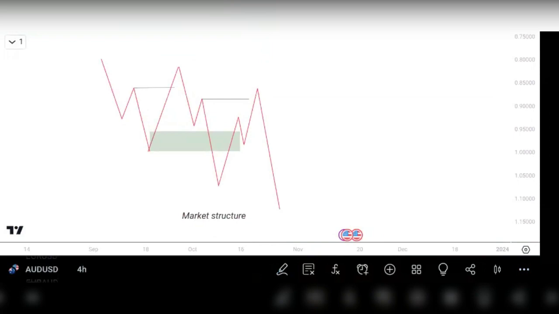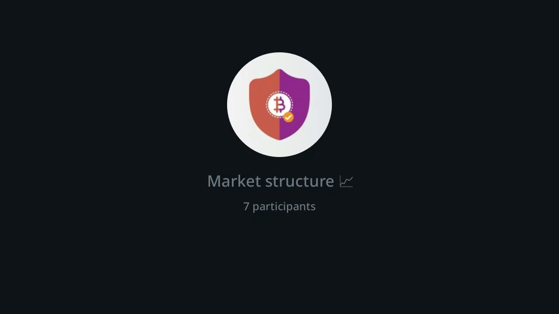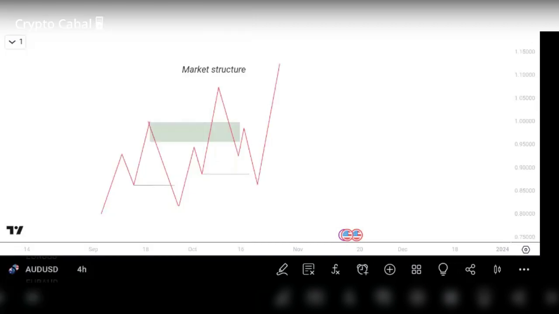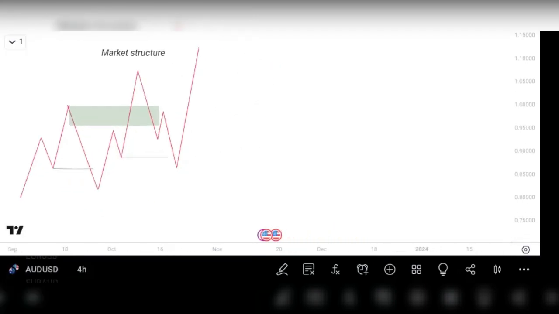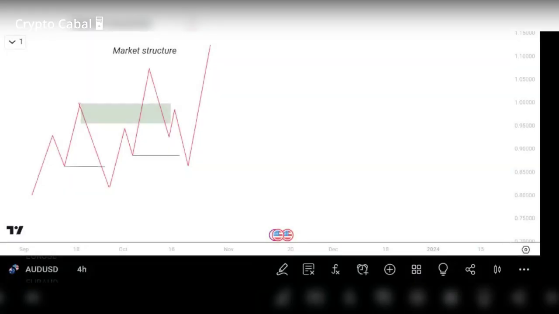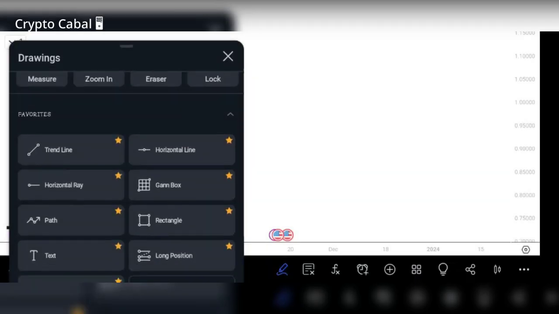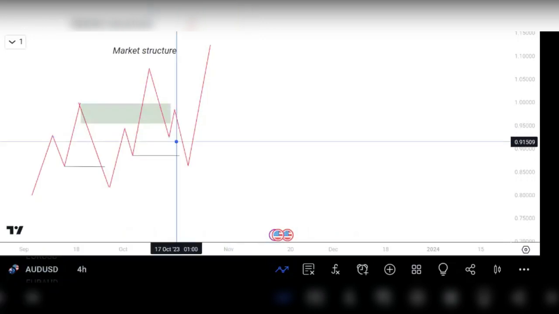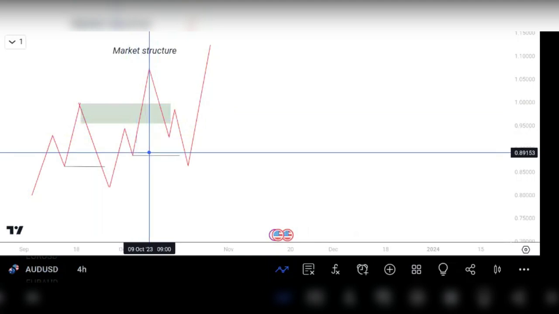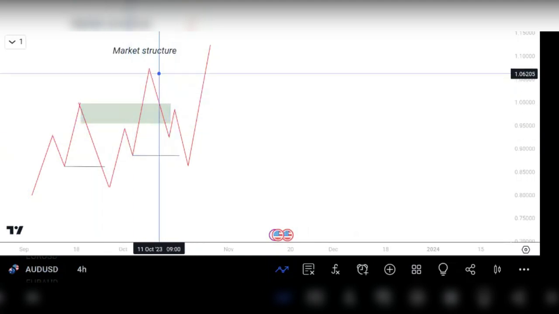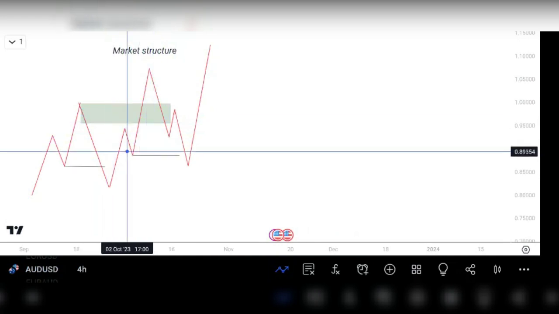Now, in reading structure, there's what we call understanding structural points. In understanding structural points, there's what we call strong highs and strong lows. Now, for a strong high or a strong low to be formed, which is actually a valid buying or selling point, we want price to take out the previous higher low and break structure. That is for a strong low to be formed.